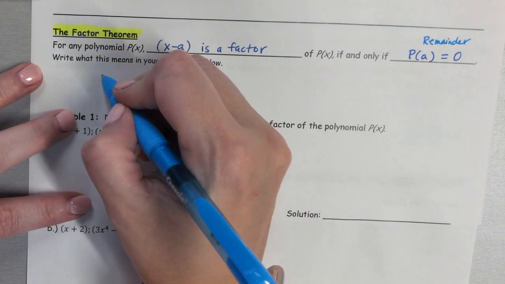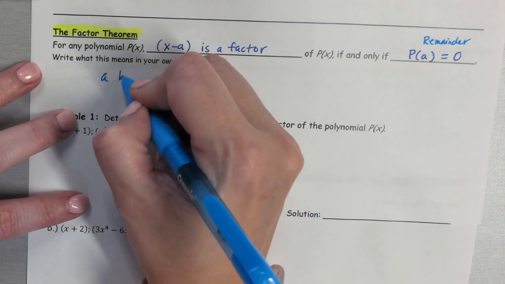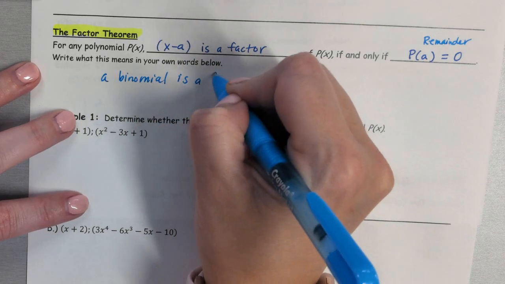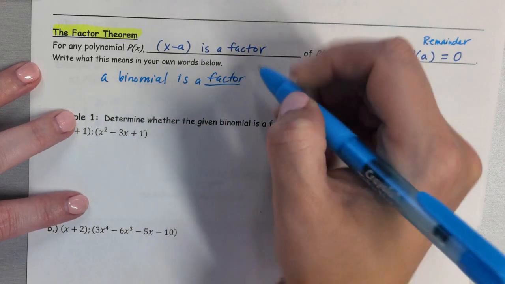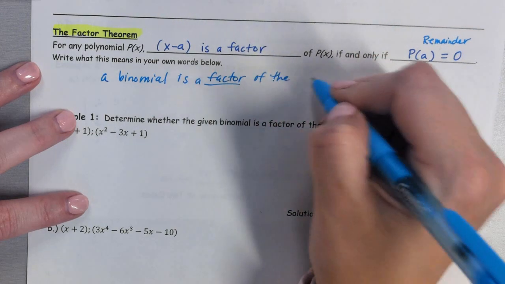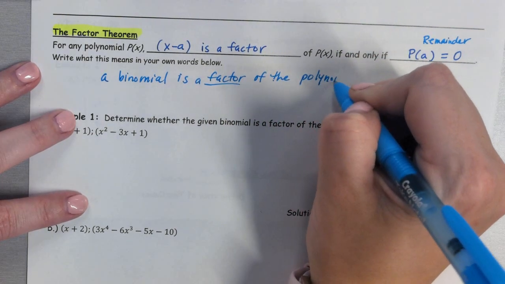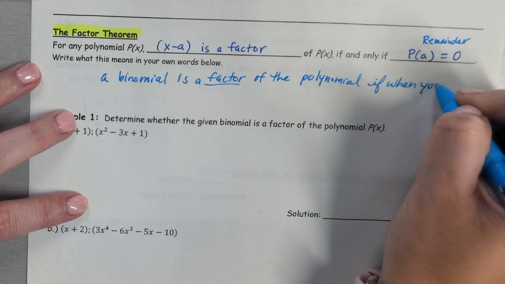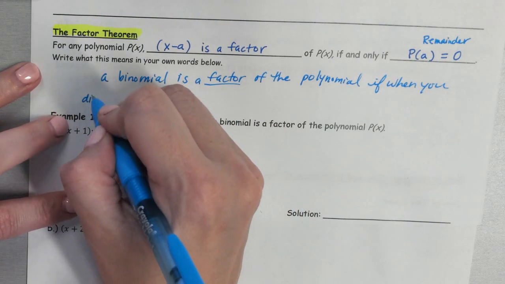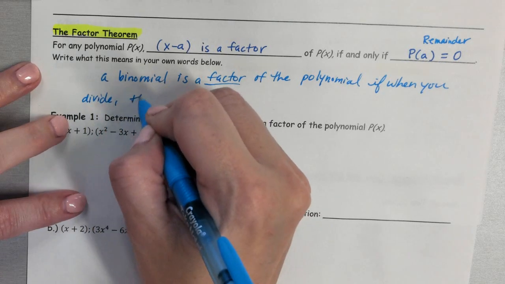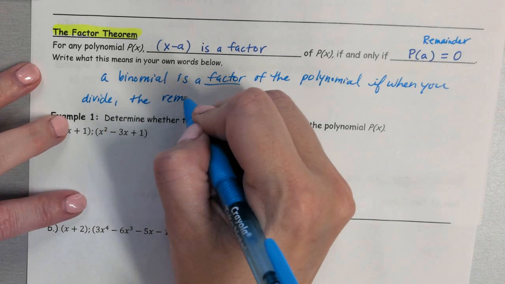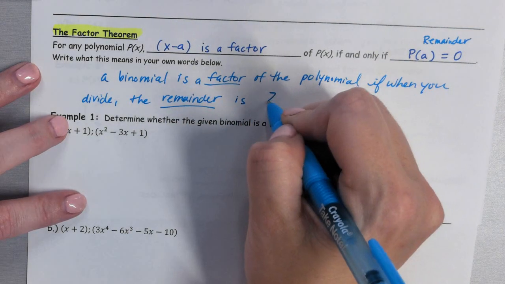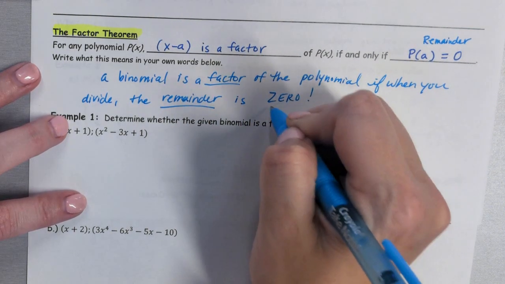Okay, so write what this means. It just means a binomial is a factor of the polynomial if when you divide, the remainder is 0.